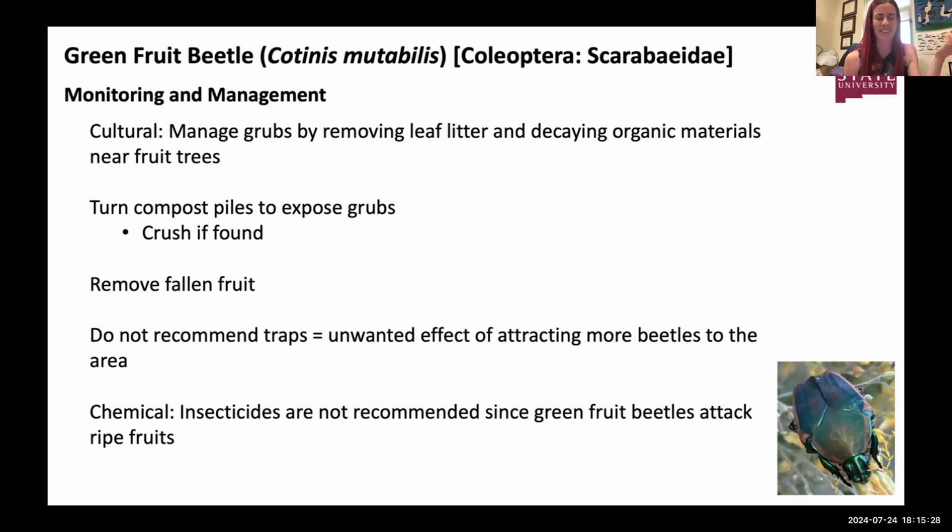So it's kind of silly because these are not really a serious pest typically, but they can be a nuisance at times because they do like to eat fruits and that sort of thing. And yeah, chemicals are not recommended for these, especially since they are attacking ripe fruits. That's it.